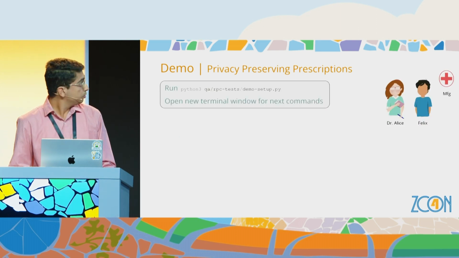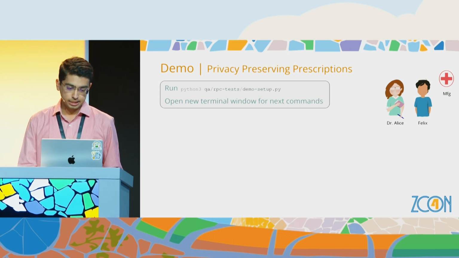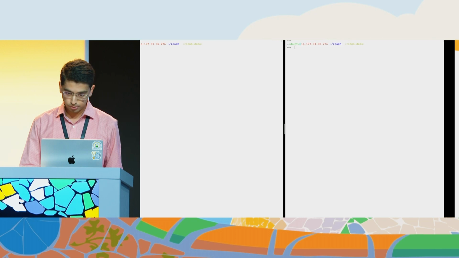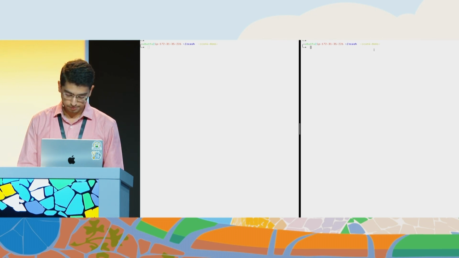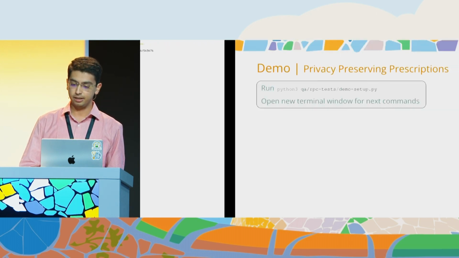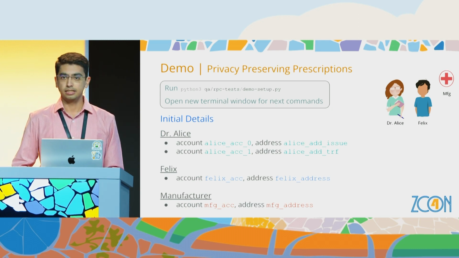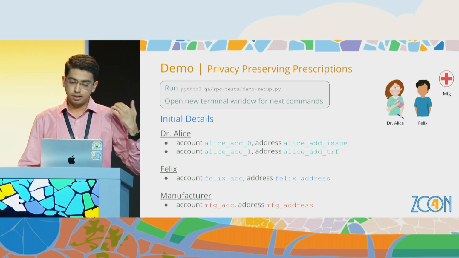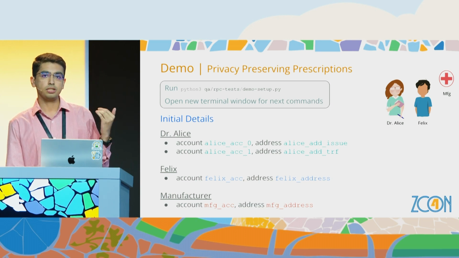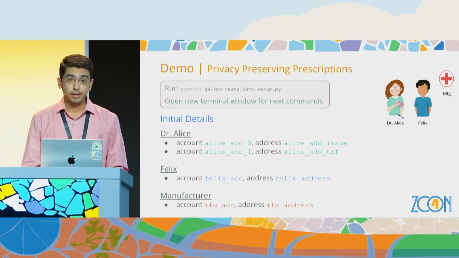So if we want to run this demo, we have a Python file that does the setup for this. I'm going to run that over here. We just run the Python file, and it'll take a little while to run. What it does is set up the initial details for this demonstration, which is that Alice has to issue the token first, and then transfer it to herself. Then Felix needs an account, and the manufacturer has an account. So these are the details that the Python file will set up.